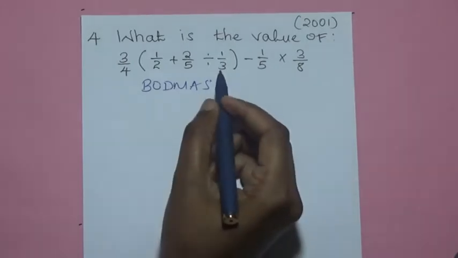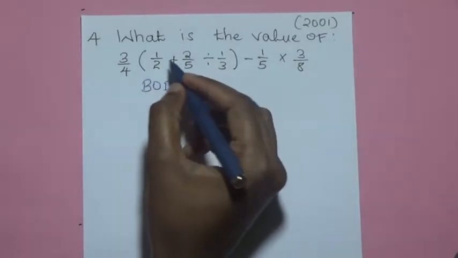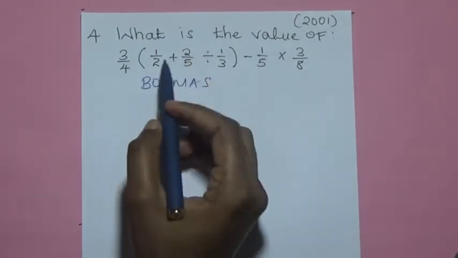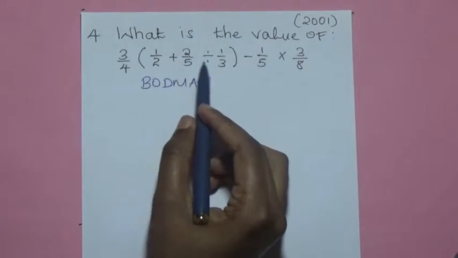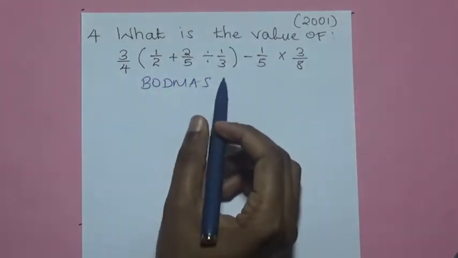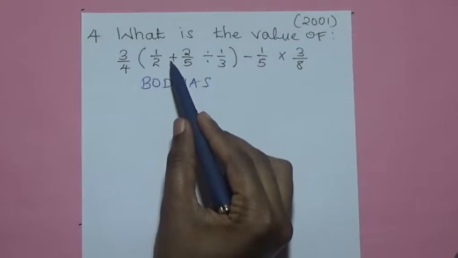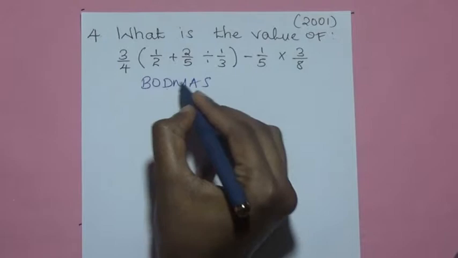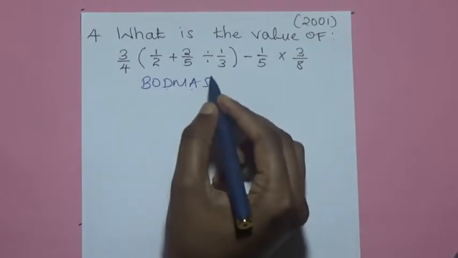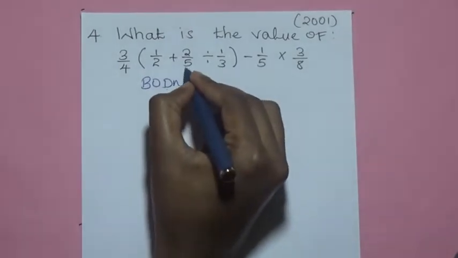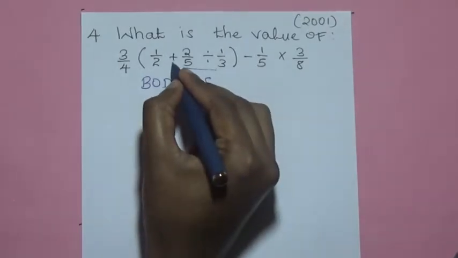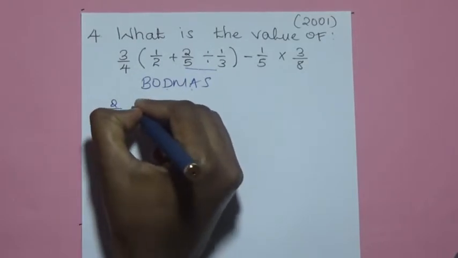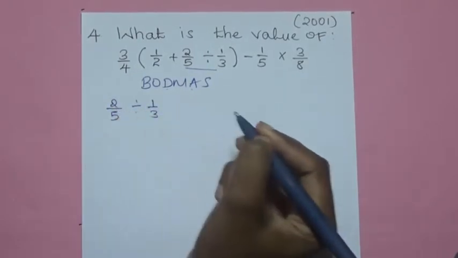Now, in this case, we have brackets. So we are going to start by solving what is inside the brackets. So we have 1/2 + 2/5 ÷ 1/3. Because we have addition and division, division comes before addition. So first we solve the division and then the addition. We start with 2/5 ÷ 1/3.